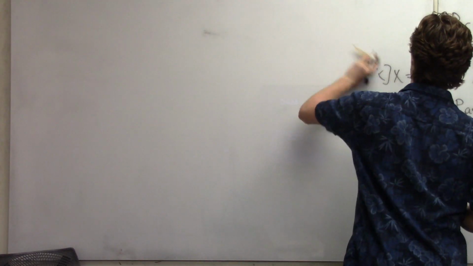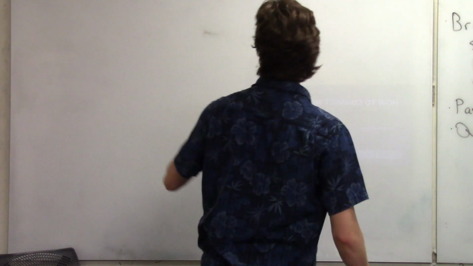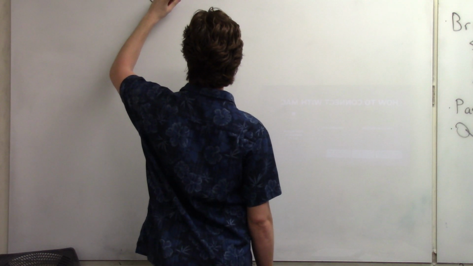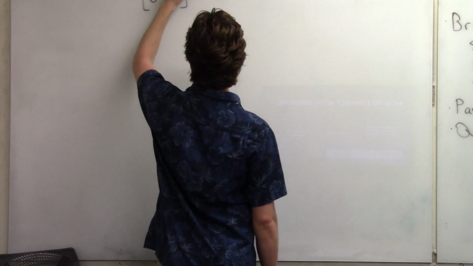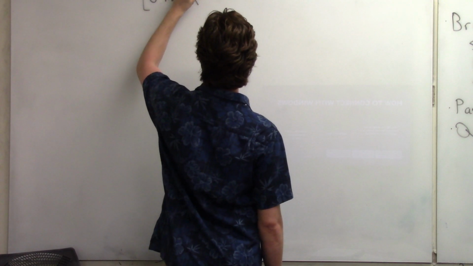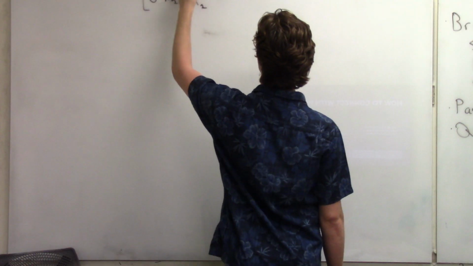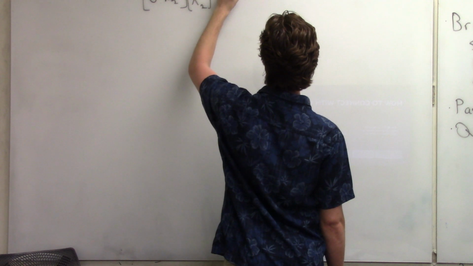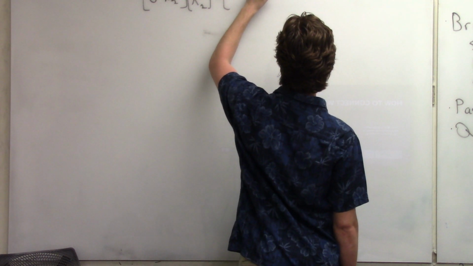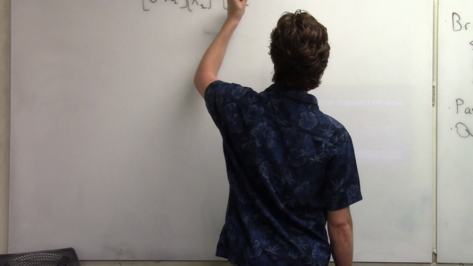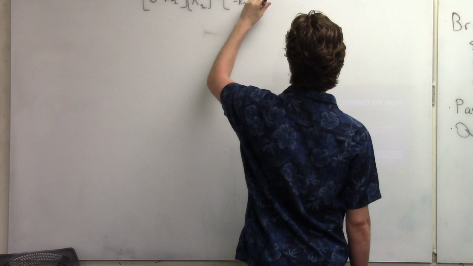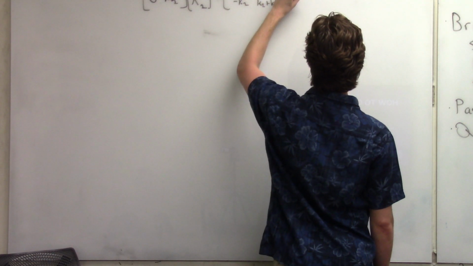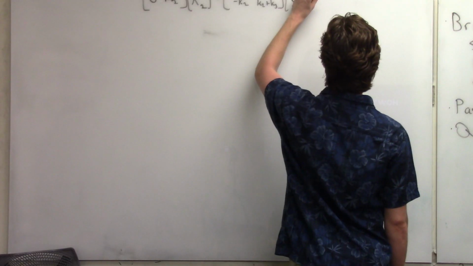So up here, I'm going to write m1, 0, 0, m2, times x double dot 1, x double dot 2, plus k1 plus k2, minus k2, minus k2, and then k2 plus k3, times x1, x2, equals 0.